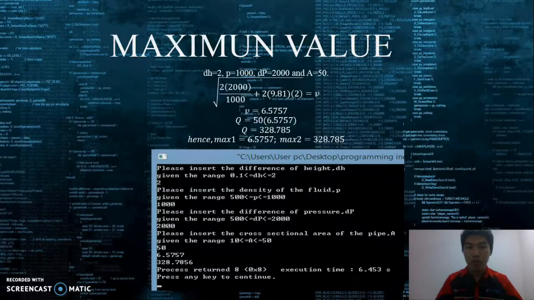And then we can come up with V equals 6.5757, and then the Q equals 328.785. So we come up with this, we are using the code block to prove it, and then we can find that the answer is exactly the same. So that means this loop and this function are running well because the calculated value and their PC value are exactly the same.